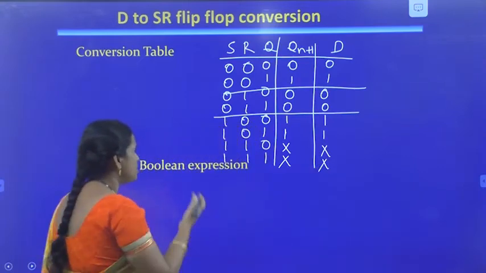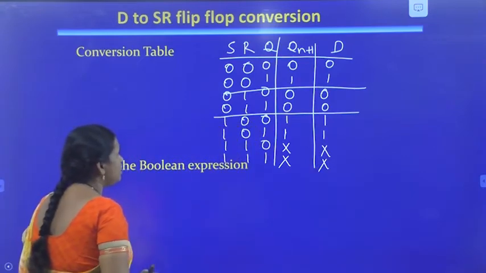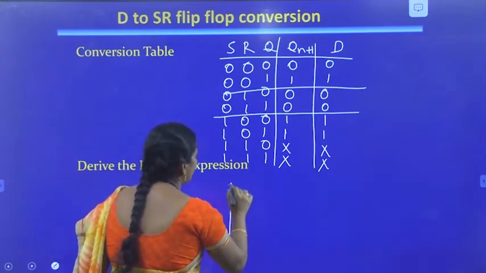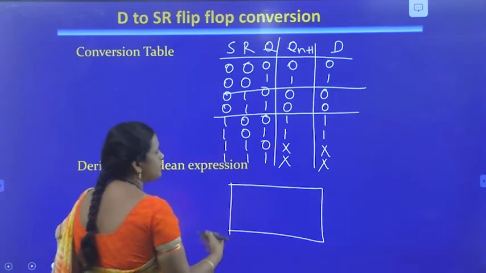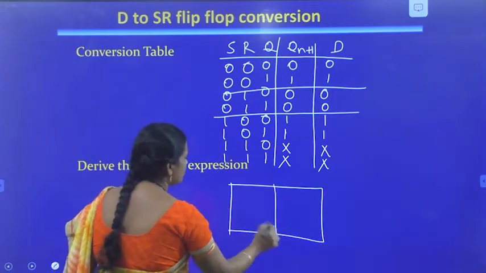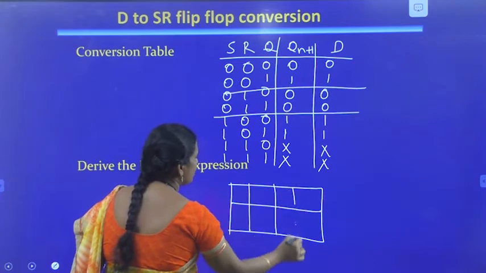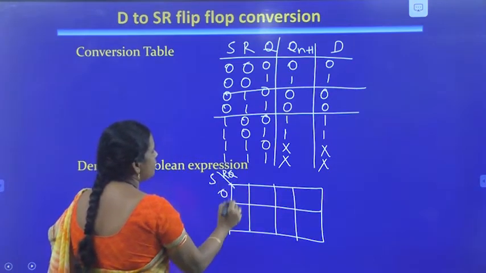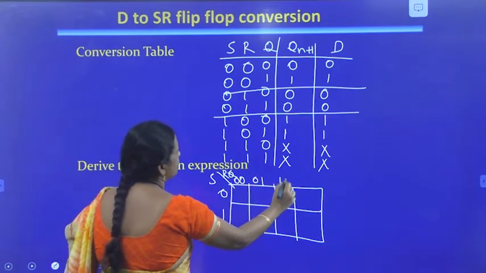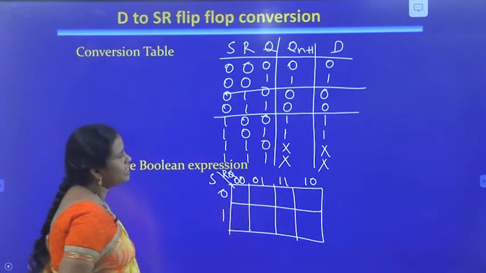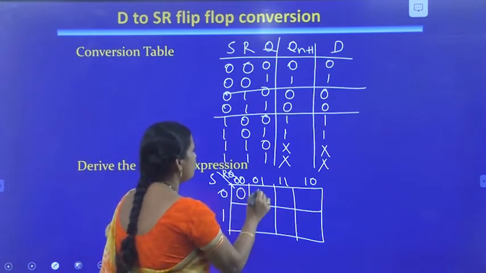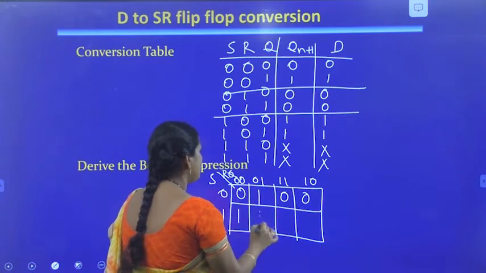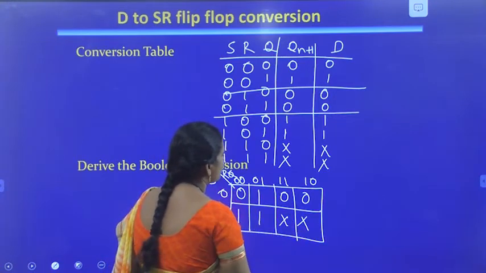Let us write the Boolean expression for D here. Okay, so let us take a 3 variable K map. The flip-flop 3 variable K map. So the variables are S, R, and the other one is Q. And then you can fill the cells like this. So that is 0 1, next one is 0 and then 0. Next one is 1 1, the next one is don't care and then don't care.